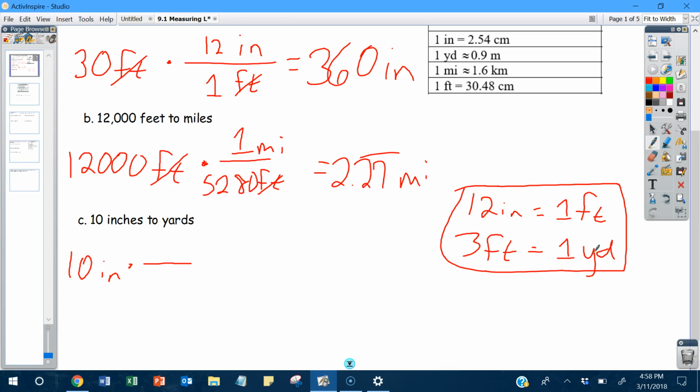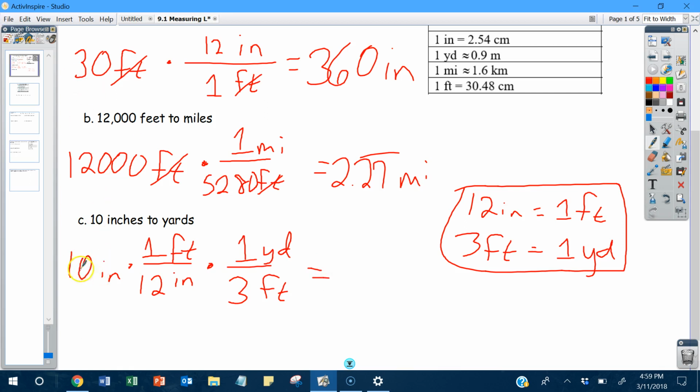I can make an inches to feet one first, where I want inches to be in the denominator so that they cancel out. And then I have 12 inches and 1 foot. And then I'll do another multiplication that'll go from feet to yards. So let me make another unit fraction. Now I want feet in the denominator, so that cancels out, and yards to be in the numerator. So what I've got is inches and inches are going to cancel, feet and feet are going to cancel. I'll be left with yards, which is what I want. And using my conversion that I had in my head, 3 feet is equal to 1 yard.